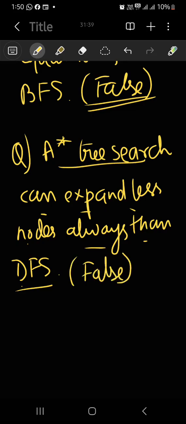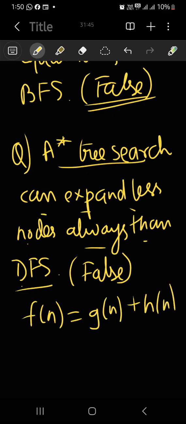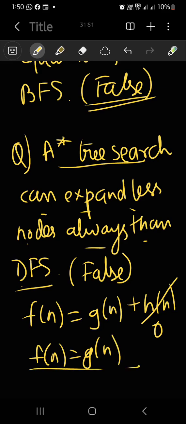It's false. When is it not true? Let's say f(n) equals g(n) plus h(n). This is our formula. If the heuristic function is very weak, let's say it is equal to 0, then f(n) becomes basically g(n). So here the A star tree search can expand more nodes compared to the depth first search. You have to keep that thing in mind.